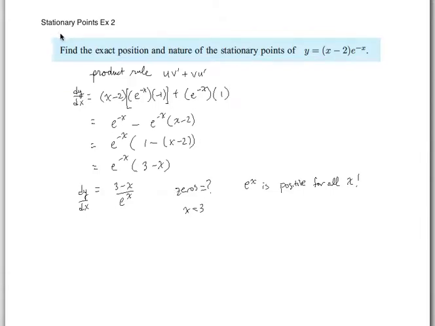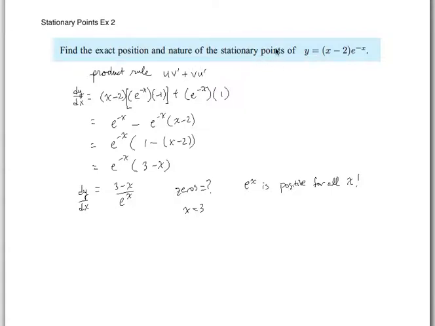Okay, the second example says, find the exact position and nature of the stationary points of y equals (x minus 2) times e to the minus x. Alright, so let's think about what this means. It says find the exact position and the nature of the stationary points.